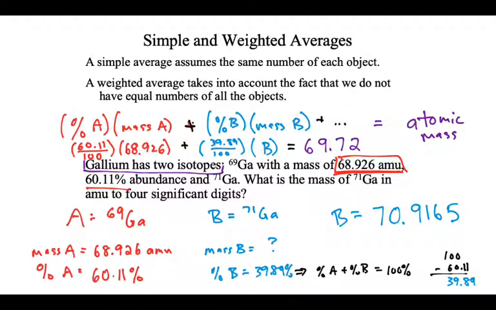Did we get a second yet? Are we getting different numbers? What'd you get? Same number. So we've got a second: 70.9165.